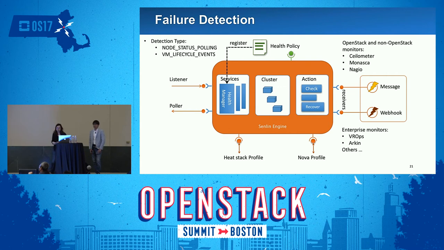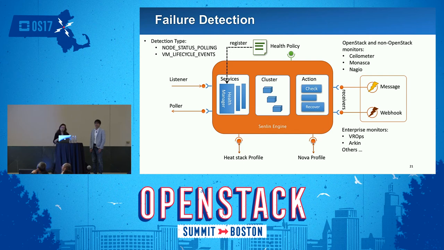Once at runtime, we can attach the health policy to a cluster. Once a policy is attached to a cluster, the cluster will be registered to the health manager. That's a daemon or service running inside the Senlin engine. The engine will check all the members of the registered cluster to see if the status is right. If not, we will trigger the recovery. You can say this is an internal detection way. That means Senlin will handle this purely automatically. And it is also customizable.